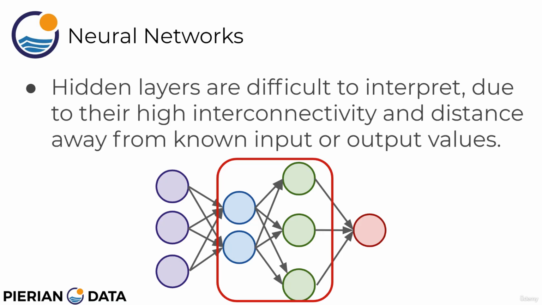Hidden layers are difficult to interpret due to their high interconnectivity and distance away from known input and output values. So the input layer, that's really easy to interpret because that's directly accepting the inputs of the raw data that you already know and understand. The output layer is also a little easier to interpret since it's closely associated with the label that you're actually trying to predict. The hidden layers, especially as you have a deeper and deeper network with more and more hidden layers, become more and more like a black box, since for really large networks, it's difficult to understand what a single neuron is picking up as far as the interconnectivity of the last layer and the next layer.